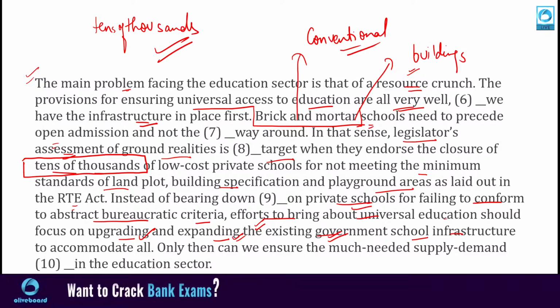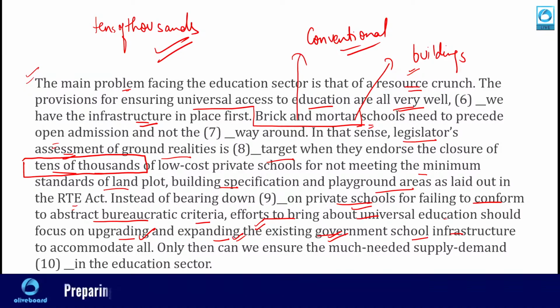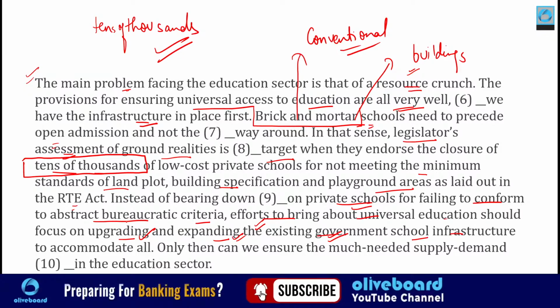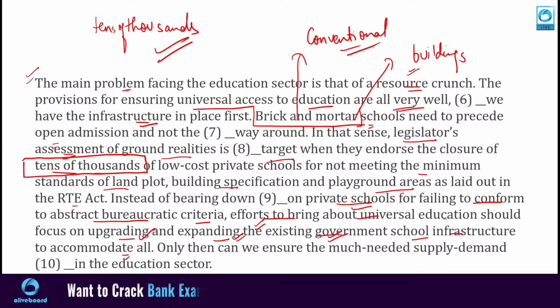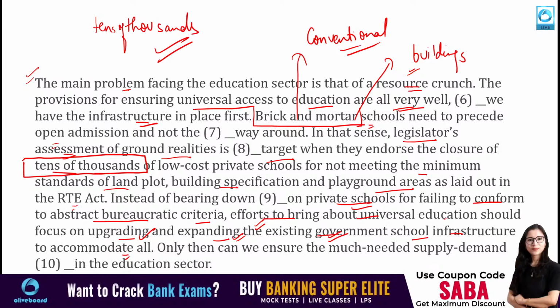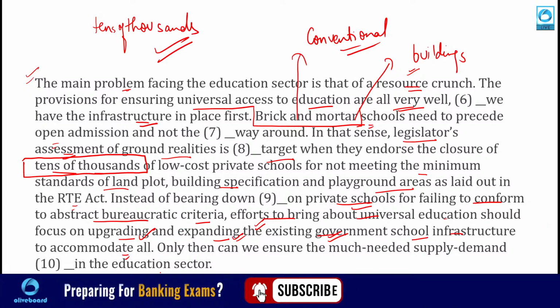Okay, especially in this northern region. You know, you are well aware of the infrastructure of government schools. So it is only saying that we should focus on upgrading and expanding the infrastructure of government schools also to accommodate all. Because जब दोनों private and government schools when they will work parallelly, तभी वो सबको हम क्या कर सकते हैं? We can accommodate all the students and we can achieve the aim of universal schooling. This is the sense. Only then we can ensure the much needed supply demand dash in the education sector. Clear?